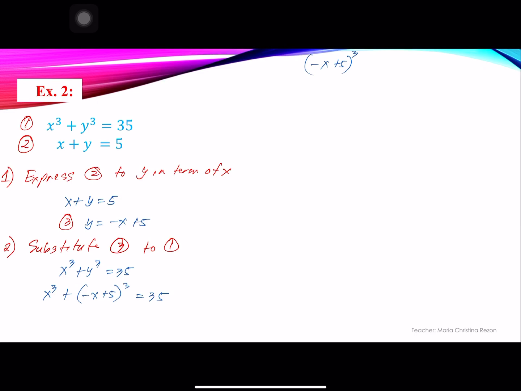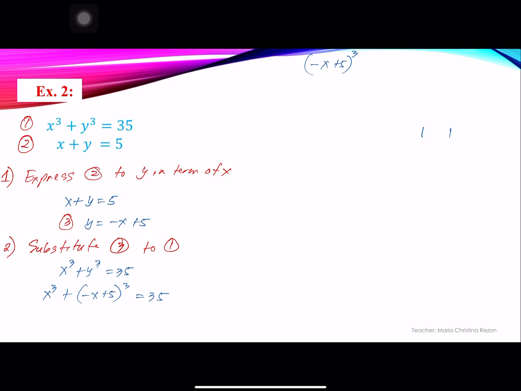If you forgot, you will just multiply negative x plus 3 times negative x plus 3 times negative x plus 3. If we use the binomial expansion, the Pascal's triangle, we have this one. This is the Pascal's triangle, and that will identify the coefficients of your terms.